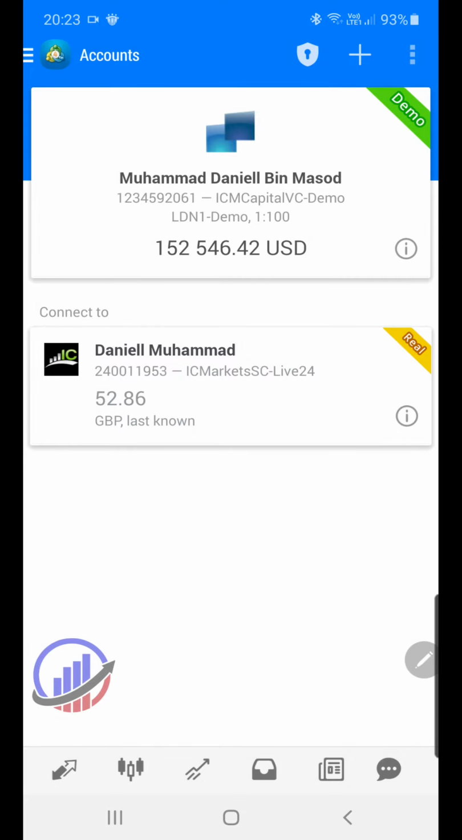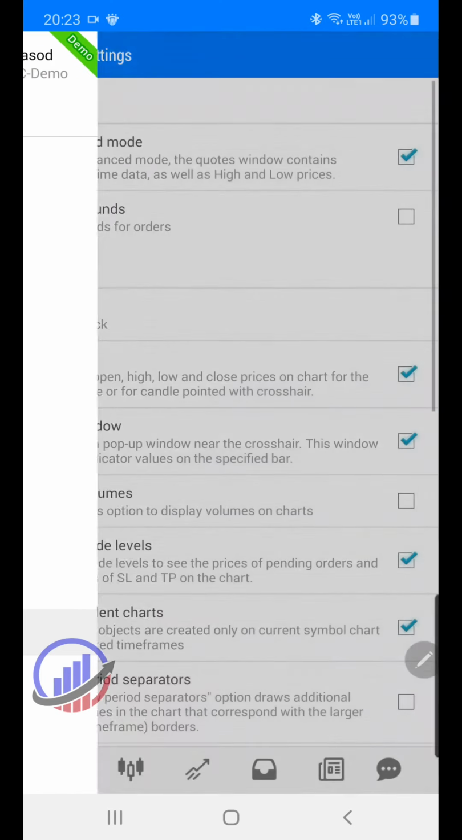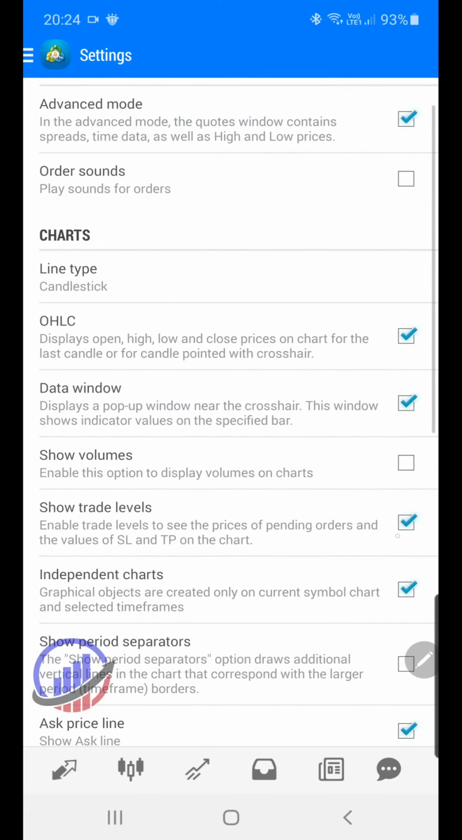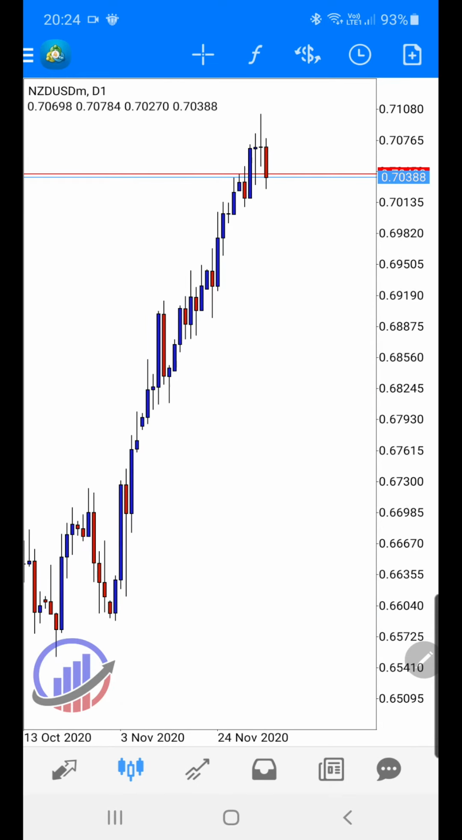So if you go to settings and you uncheck the show trade levels, okay, you have a cleaner picture. So sometimes you just want a fresh naked chart for you to do your analysis. Okay, disregard all the trade levels that you have.